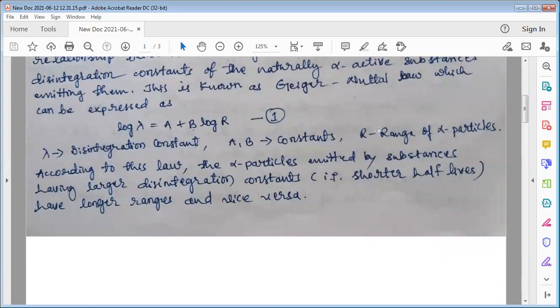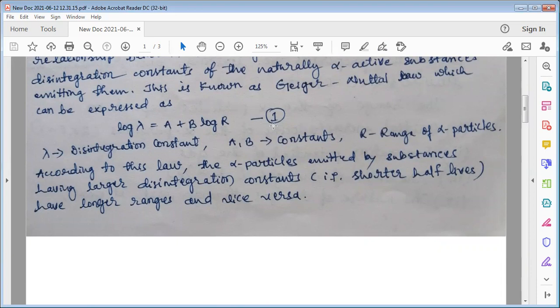In the last session we have discussed what is this range of the alpha particle. So range is the distance traveled by the alpha particle either in a solid or in a gaseous medium before it loses all its energy.